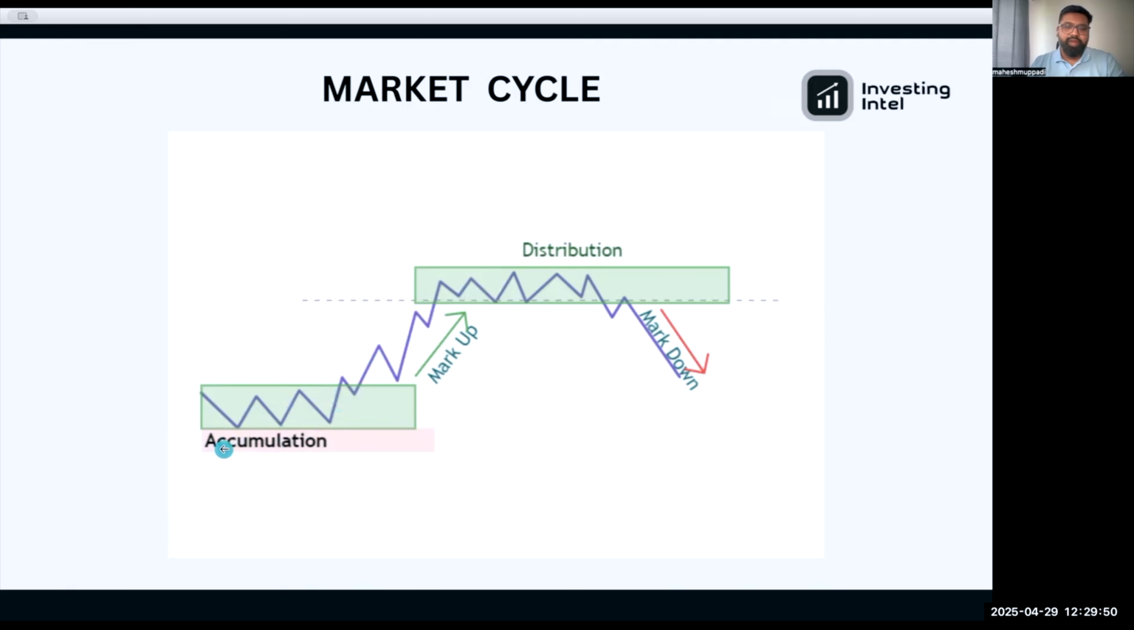From accumulation to distribution, I use this whenever there is a correction in the market to understand where price is going to take support, and with respect to that, how sectors move and then how stocks move when there is a correction in the market.